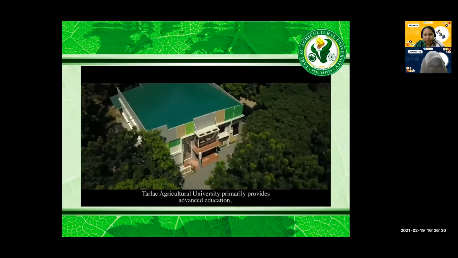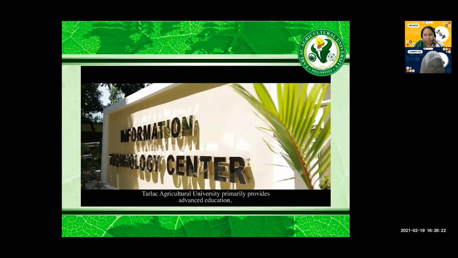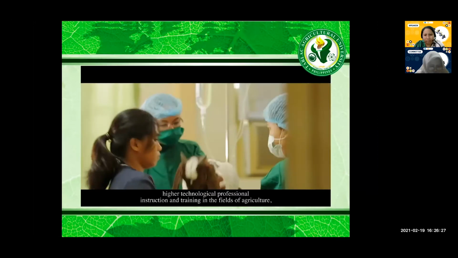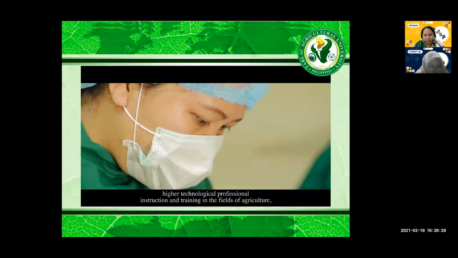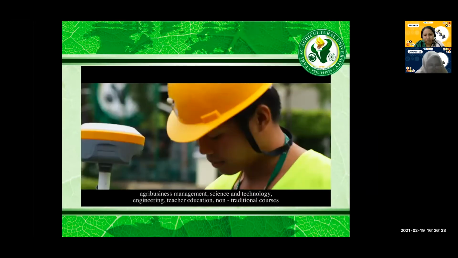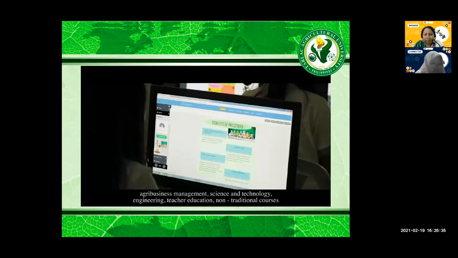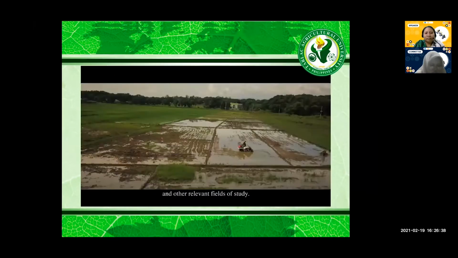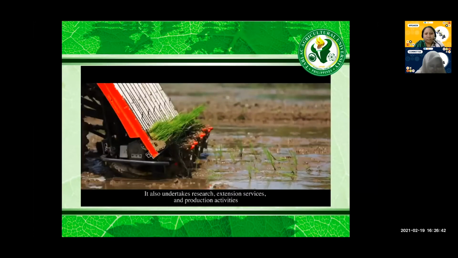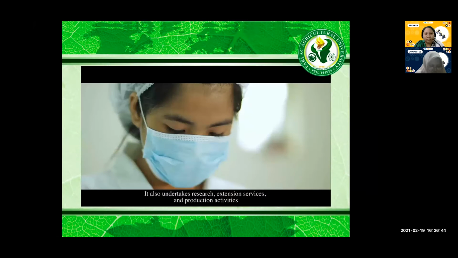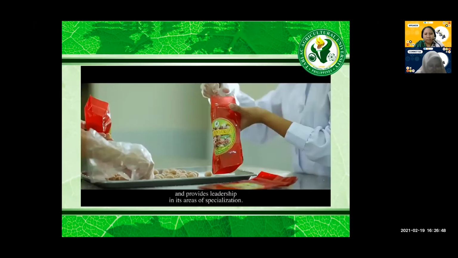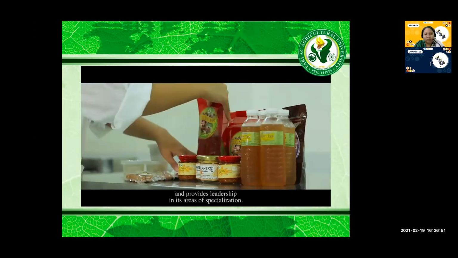Tarlac Agricultural University primarily provides advanced education, higher technological professional instruction and training in the fields of agriculture, agribusiness management, science and technology, engineering, teacher education, non-traditional courses, and other relevant fields of study. It also undertakes research, extension, services, and production activities in support of the development of the province of Tarlac, and provides leadership in its areas of specialization.